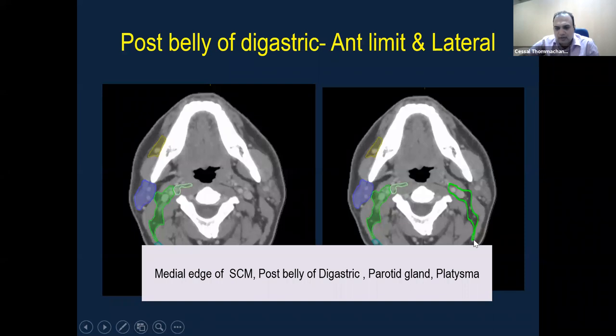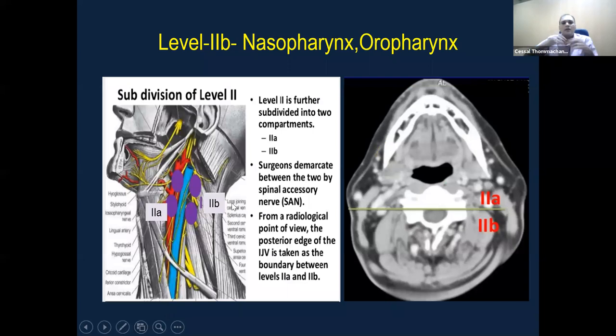The posterior limit of the level 2 is formed by the posterior edge of the sternocleidomastoid. The lateral limit is formed by the medial edge of the sternocleidomastoid and the medial edge of the posterior belly of the digastric. And also, you can see the parotid gland. Parotid gland also forms a boundary of the lateral limit of the level 2 lymph node. Also, platysma forms it, which I will show you in another picture. So the level 2 is divided into level 2A and 2B. Surgically, it is divided by the spinal accessory nerve.